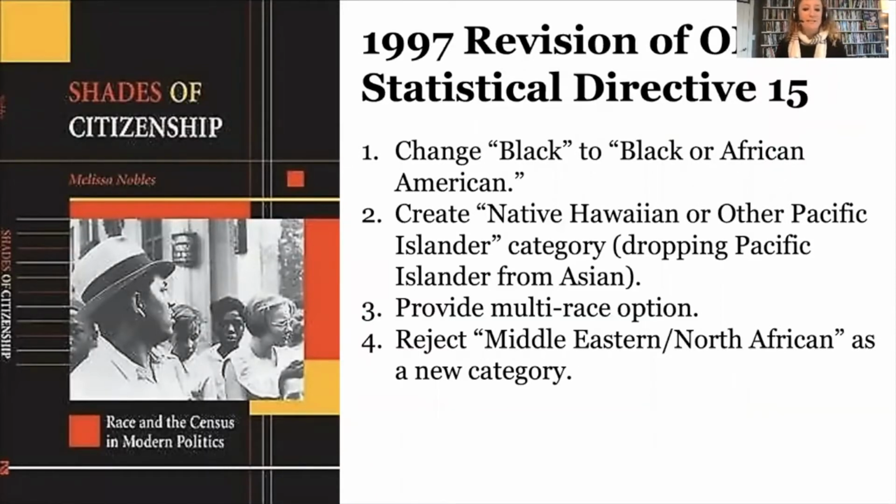In 1997, the OMB revisited their Directive 15 under pressure to alter the race categories. Melissa Nobles details this discussion in her phenomenal book, Shades of Citizenship. After intense public debates, OMB made 4 decisions. First, they changed Black to say Black or African American. Second, they dropped Pacific Islander from Asian and added a new category, Native Hawaiian or other Pacific Islander. Third, they created the ability for people to identify with multiple race categories. And fourth, they chose not to add a 6th race category that was highly desired at the time, Middle East North African, otherwise known as MENA.